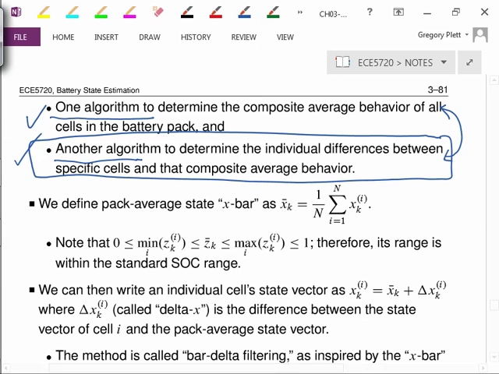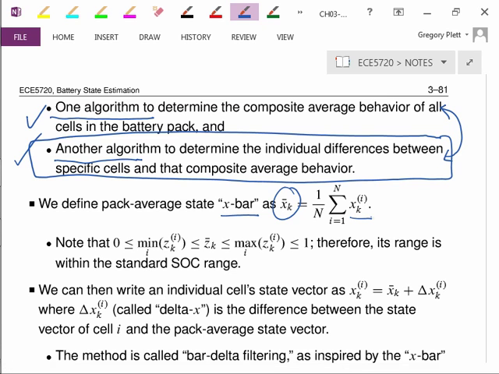So let's define a pack average state. We'll call it x bar. This bar notation is often used for an average. And in x_k superscript i, the superscript i is talking about the ith cell. And so I'm summing over i equals 1 to n. You could call that n_s, I suppose. We're summing over all of the cells in series of the states, and we're dividing by n, the number of cells in series. So it's just an average.